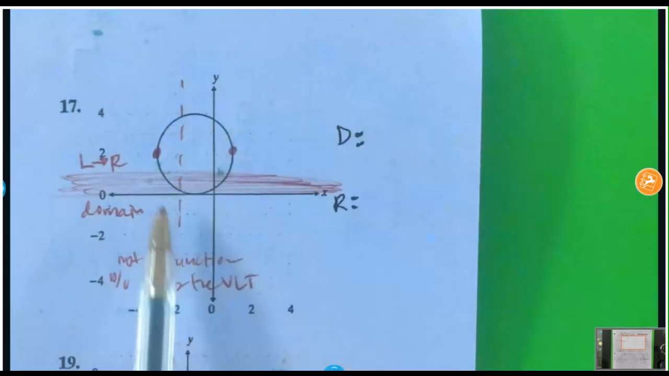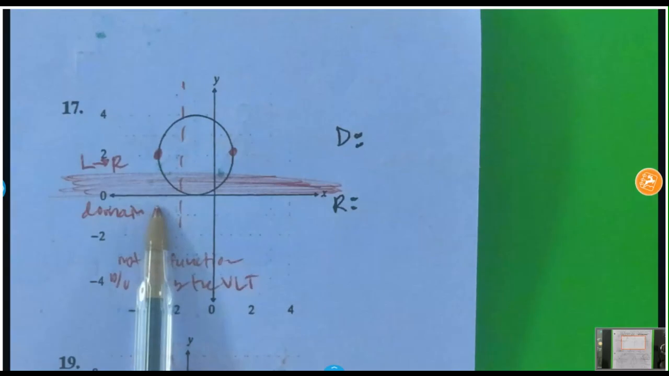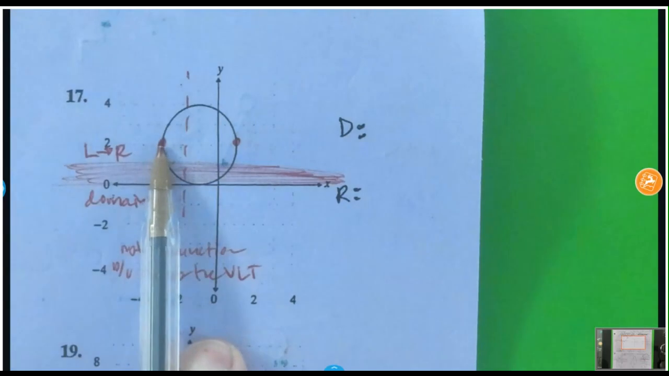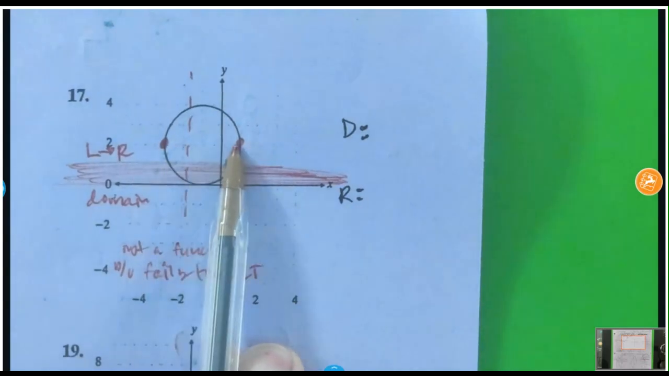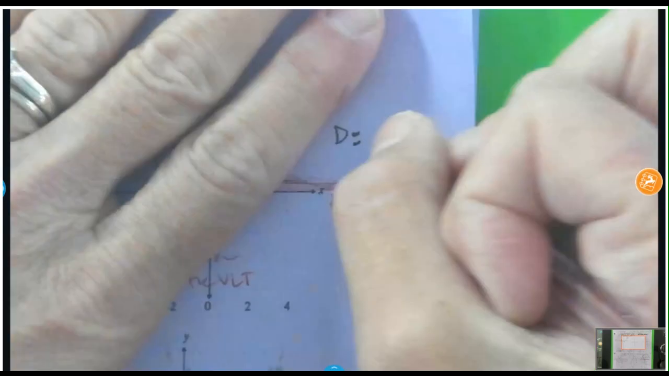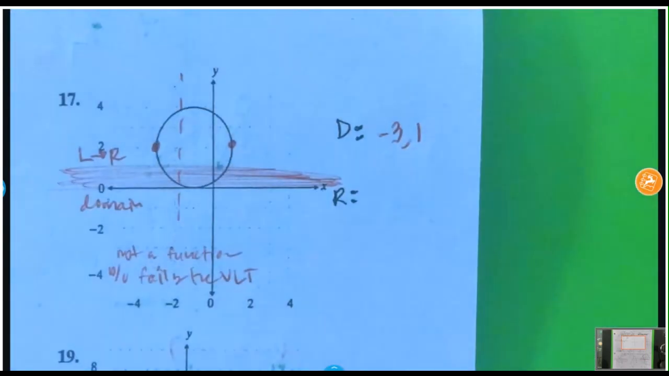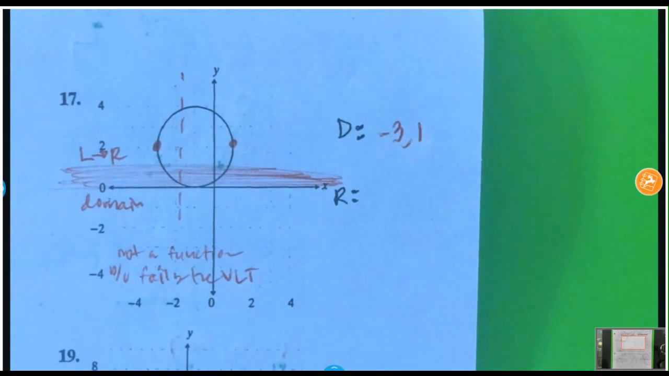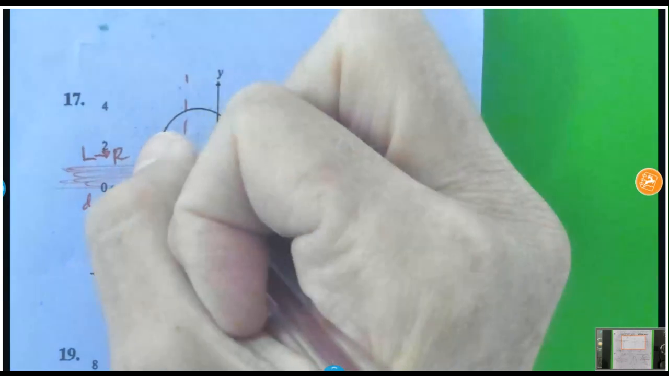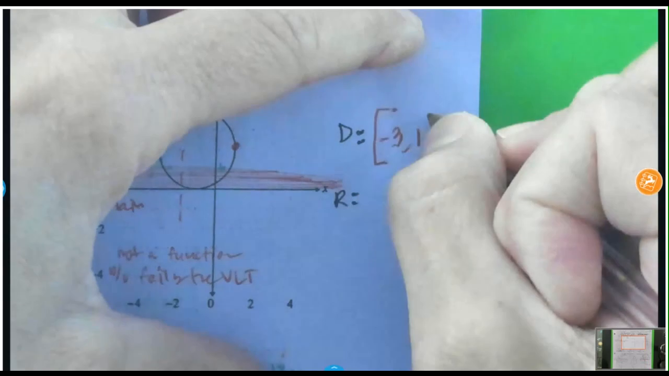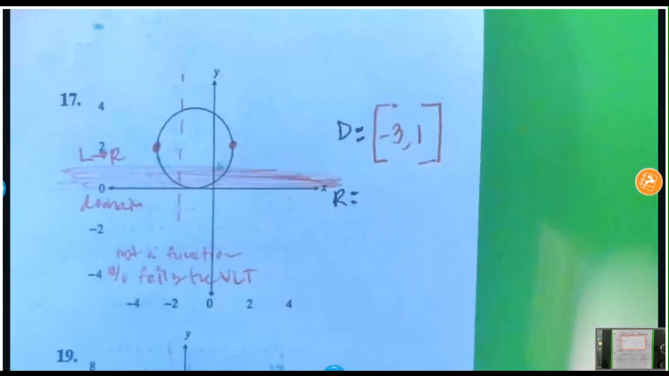So what is this? Is it -3? Okay, I think it is -3. Okay, so everything from -3 all the way over to what? +1. And Destiny, you got to put it in the correct order. -3 comes before +1. And do we put brackets or parentheses there, Destiny? What kind of circle is this right here? So we bracket because it's a closed circle. All right, so that is our domain.